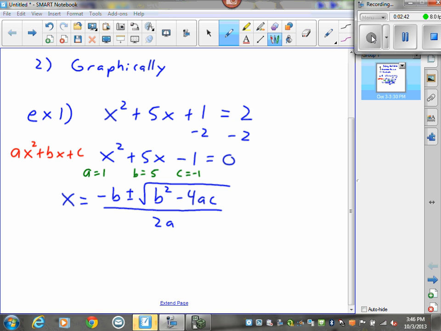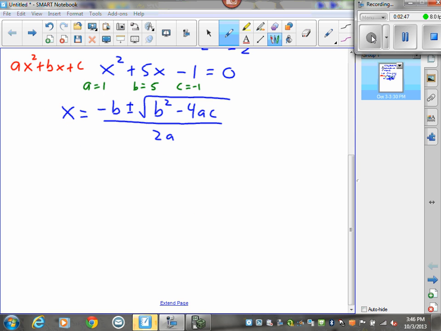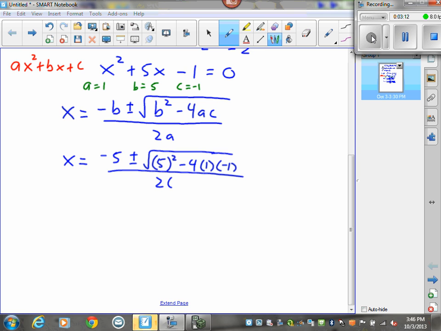So from there, I'm going to then just plug in those values. This is kind of a numerical way to do it. Plug in my values to my quadratic formula. So x equals the opposite of b. So the opposite of 5 is negative 5. Plus or minus square root of b squared, 5 squared, minus 4 times a, which is 1, times c, which is negative 1, all over 2 times 1.